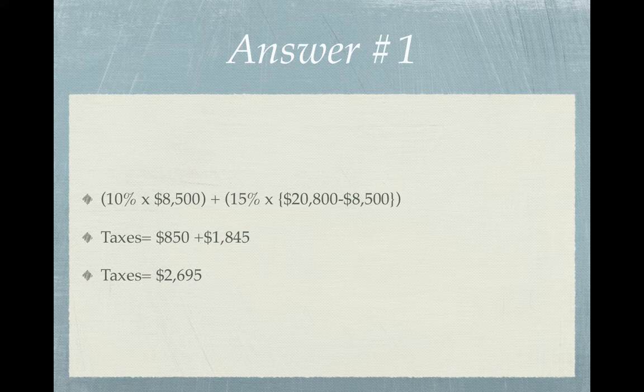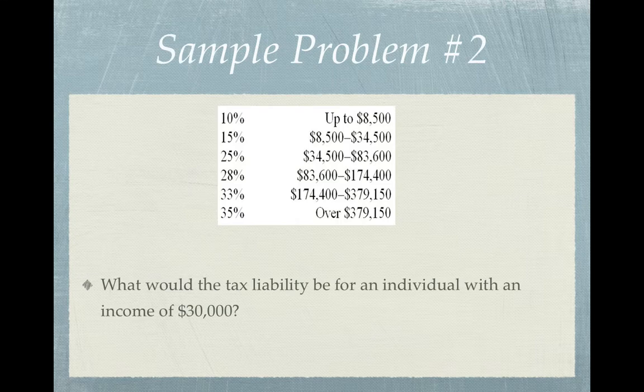If that person's income was going to exceed $34,500, the remaining would be taxed at 25%. Say they made $100,000, then the next chunk's going to be taxed at 28%, and it keeps going up from there. If you calculated this correctly, you would have had $850 plus $1,845. That represents the amount that was in the 15% tax bracket. And your total taxes would be $2,695.